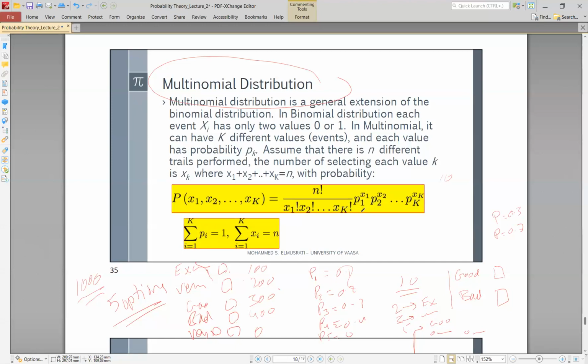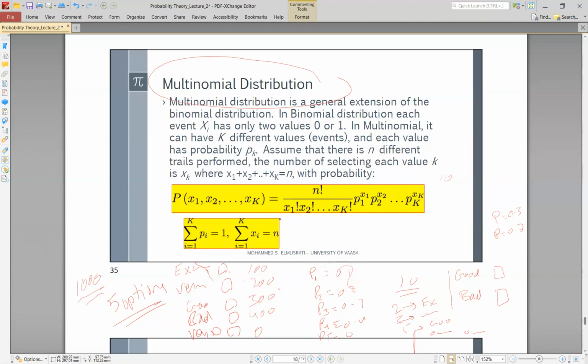Then I use the probability. So the probability of 1, I know it already from history. So it will be 0.1 to the power 2, 0.2 to the power 3, and 0.3 to the power 5. So in this way, we can calculate the probability of the multinomial distribution.